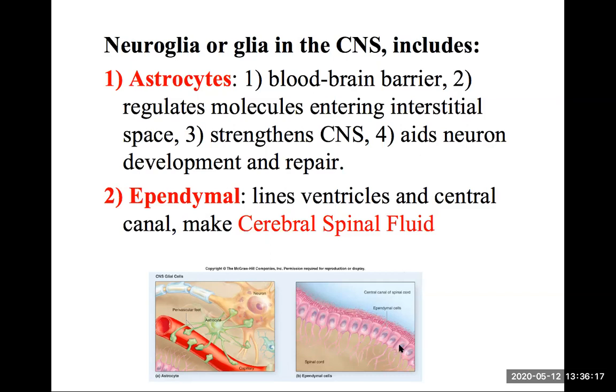So I want you to imagine you have an opening lined with these cells, and basically what they do is they allow water, primarily water, to leak into this space, and they also control the chemistry of that liquid. Okay, more on cerebrospinal fluid in a little while, but that is made by the ependymal cells.